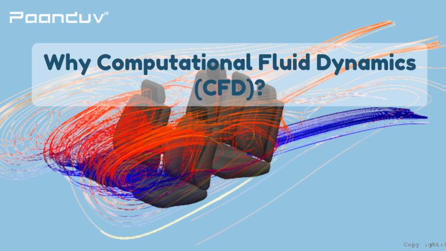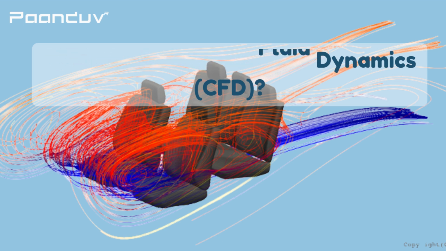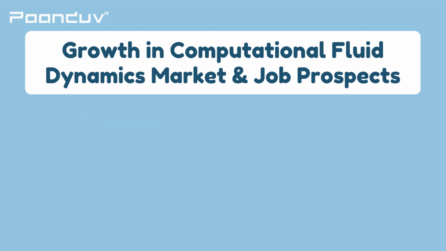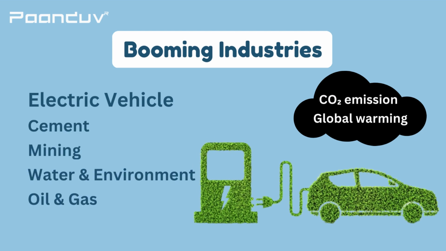क्या आपको पता है कि कंप्यूटेशनल फ्लूइड डायनेमिक्स की मार्केट किस पेस से बढ़ रही है? कंप्यूटेशनल फ्लूइड डायनेमिक्स, जिसे हम CFD भी बोलते हैं, इसका मार्केट साइज इज़ गोइंग टू बी 3.8 बिलियन बाय 2030, and it is going to be increased by a growth rate of 5.33% in next 5 years. And you will wonder, this number is going to be more pronounced because of the booming industries like electric vehicle.